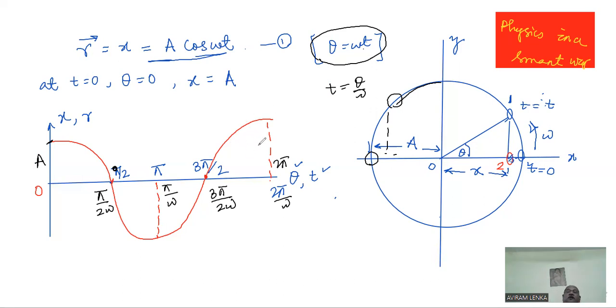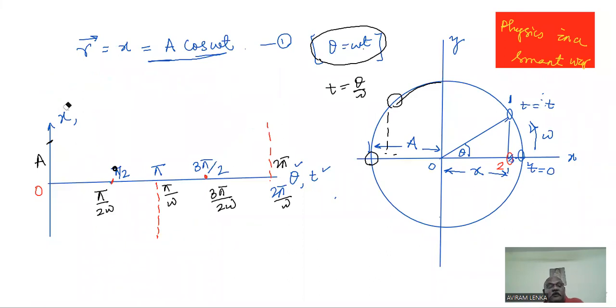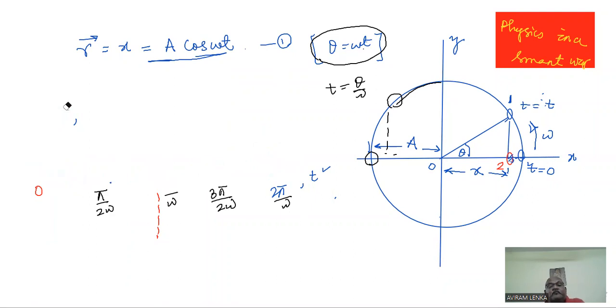Okay, I will not elaborate it, otherwise the video will be too long. So that is the graph of the x coordinate, or the graph of the position, that is the position-time or position-angle graph. That is the very first graph of SHM. Okay, let me remove it and mention two things.